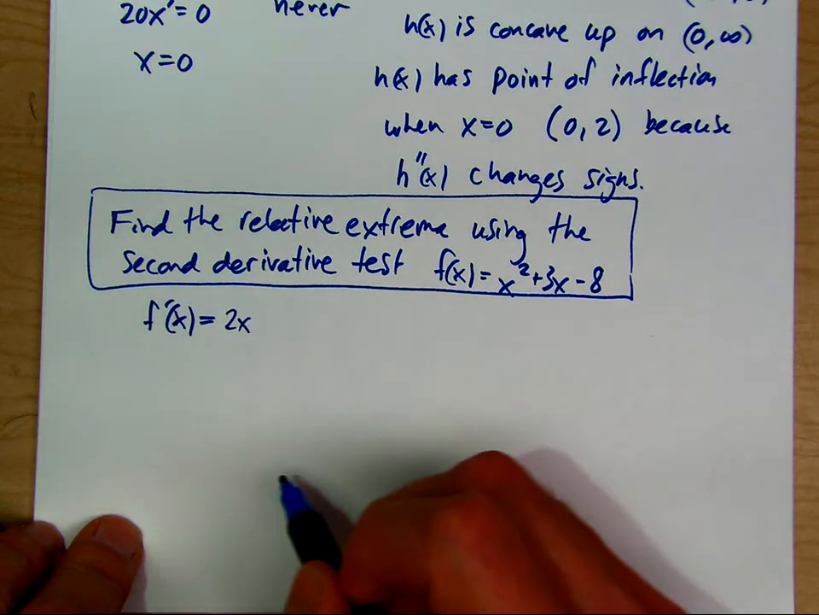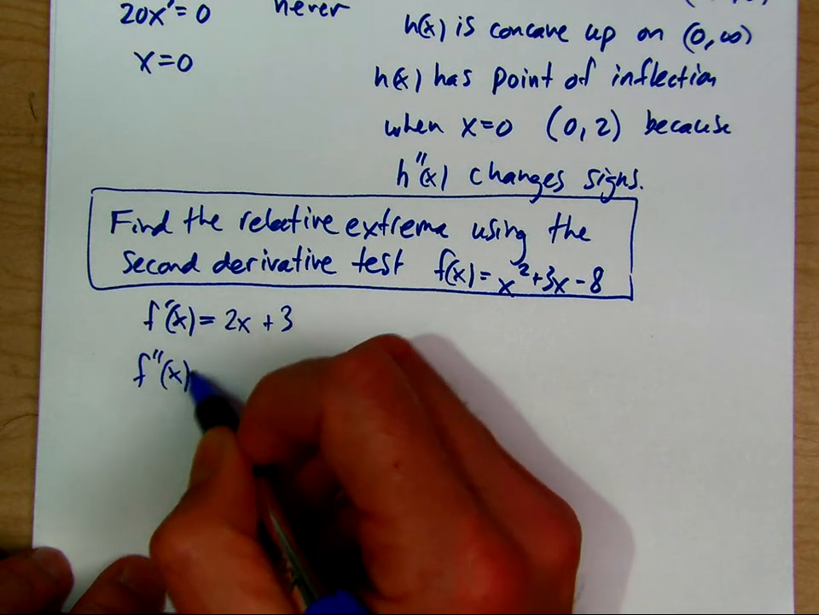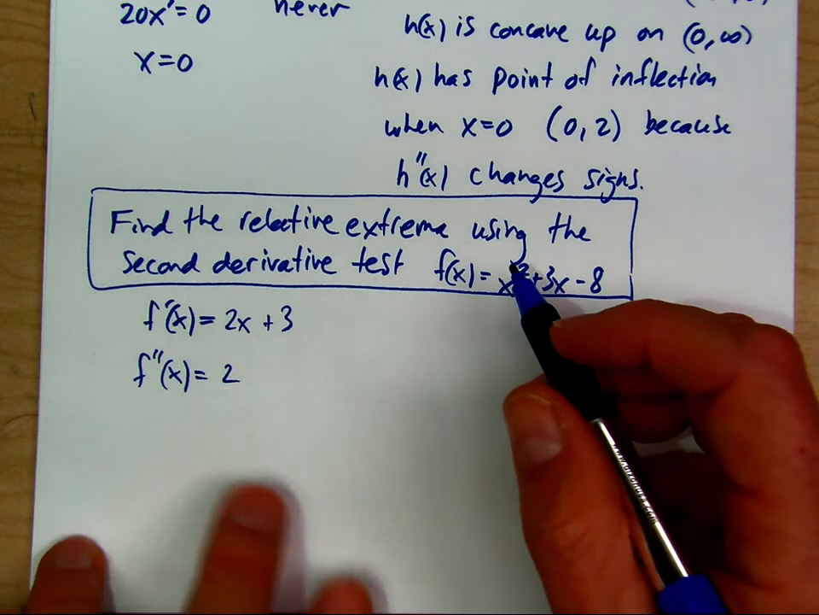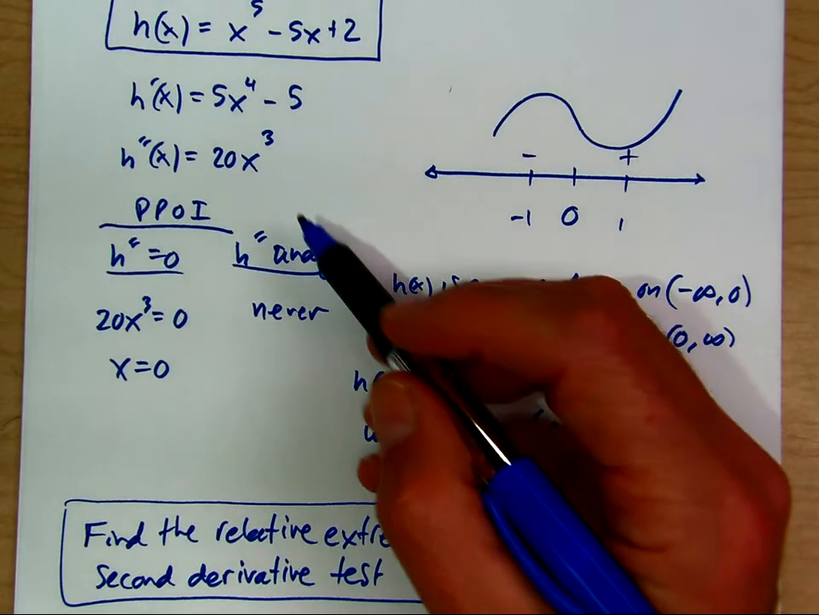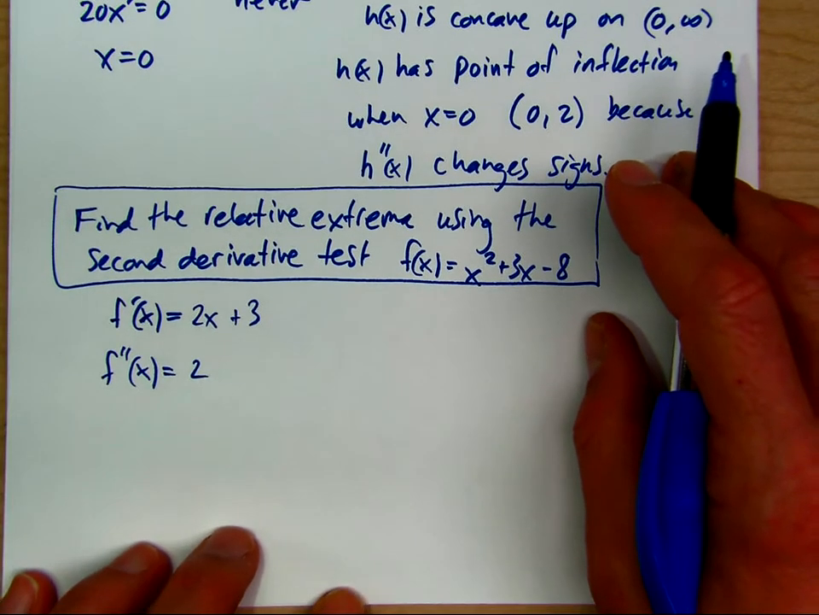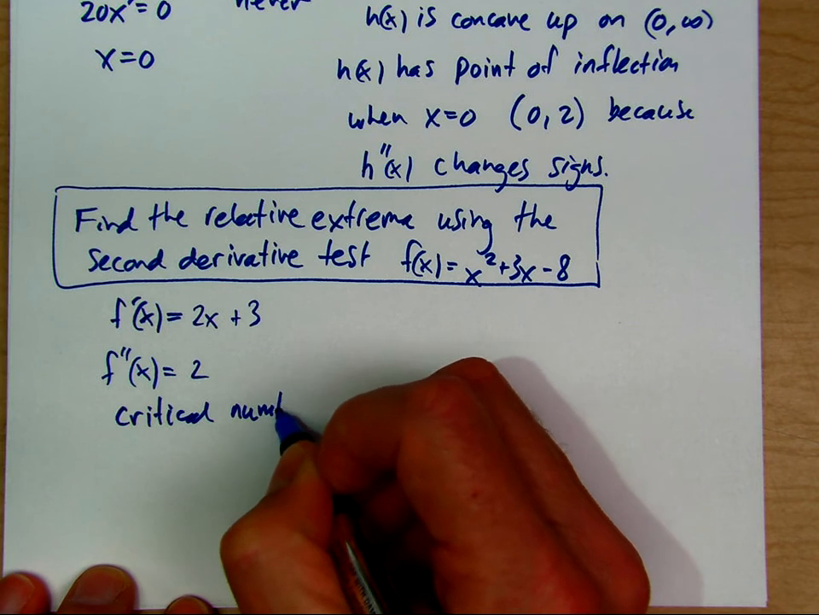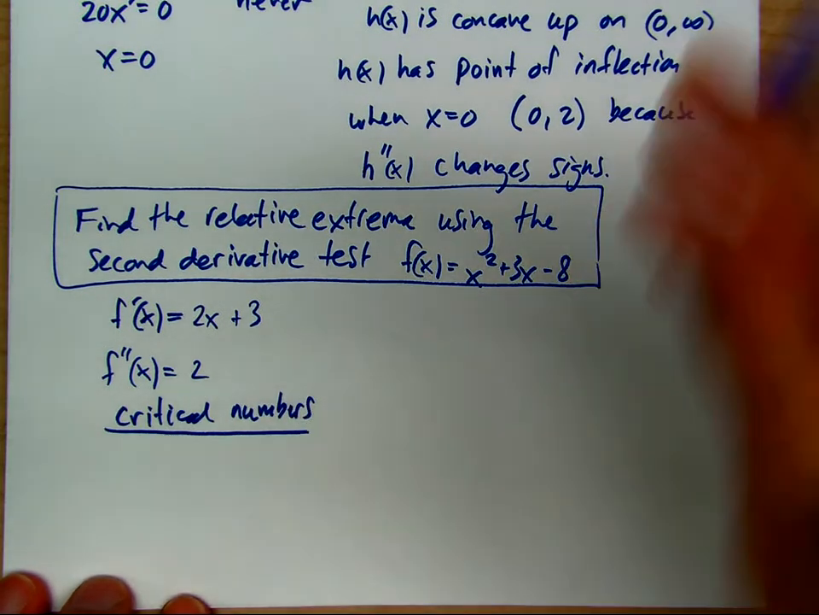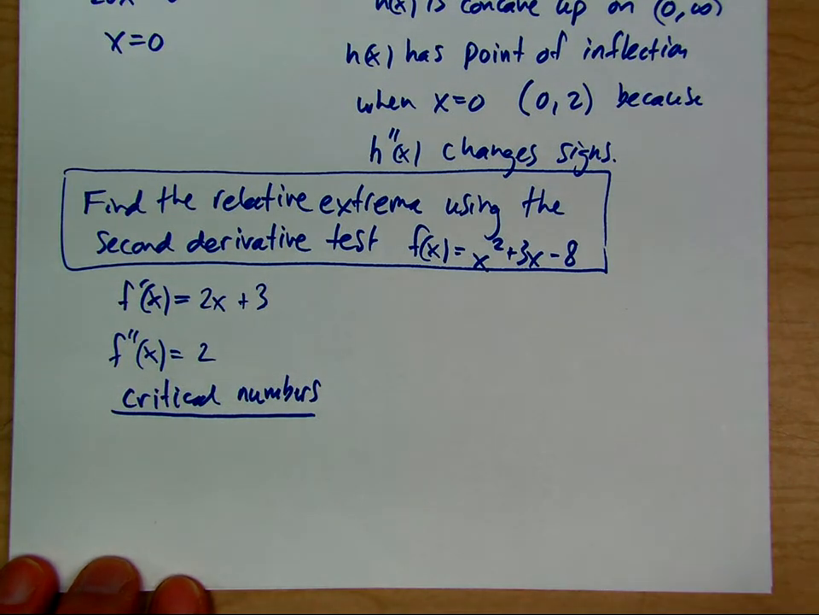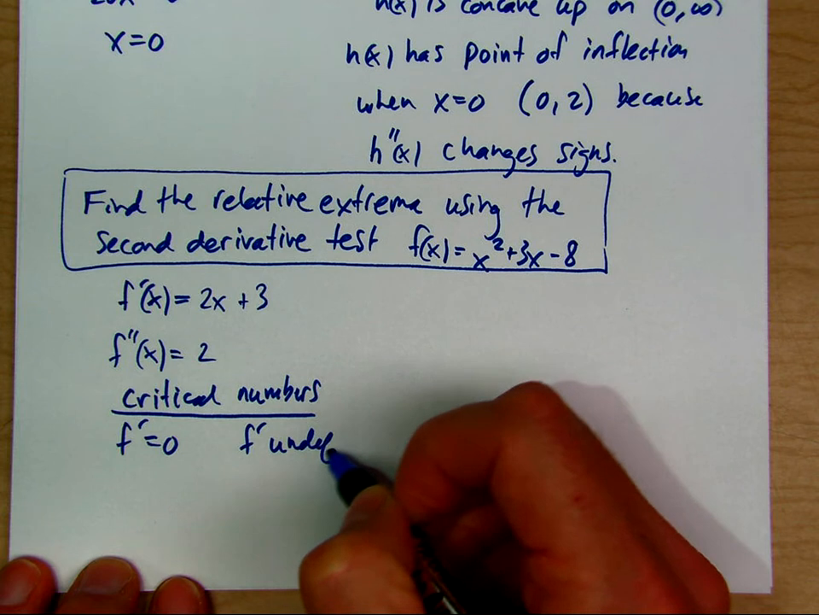we have to find critical numbers. We don't set the second derivative equal to 0. For the points of inflection, we needed possible points of inflection, so the second derivative is 0. But for this, we need critical numbers. Just like when we were doing the first derivative test, critical numbers are where the first derivative is 0 or the first derivative is undefined.